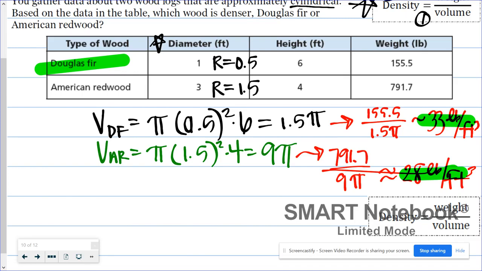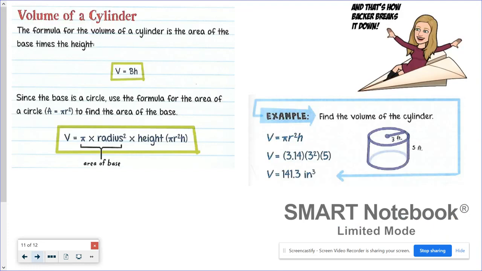Okay, the density when we're talking weight is weight divided by volume. Volume of a cylinder, though, just like volume of a prism, is area of the base times the height. The base is a circle, so we are going to find the area of the base by pi times the radius squared, and multiply that by the height.